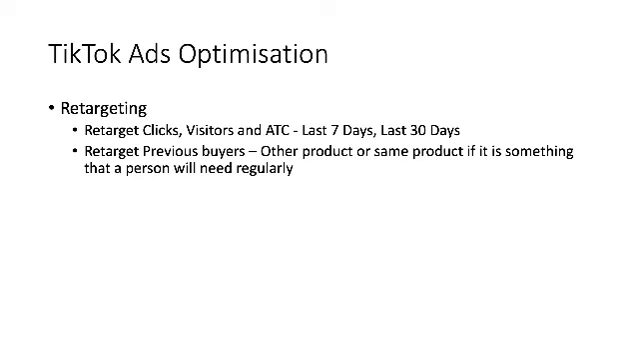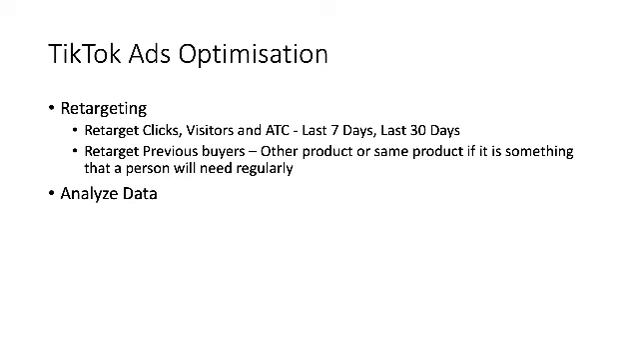Second is you retarget those who have made a purchase on your website earlier. What you can show them is an advertisement of some other product, or a brand awareness ad, or you can show the same product if your product lies in the FMCG category, wherein a person is going to need this product again after a month. So you can show the ad to him again after a month.